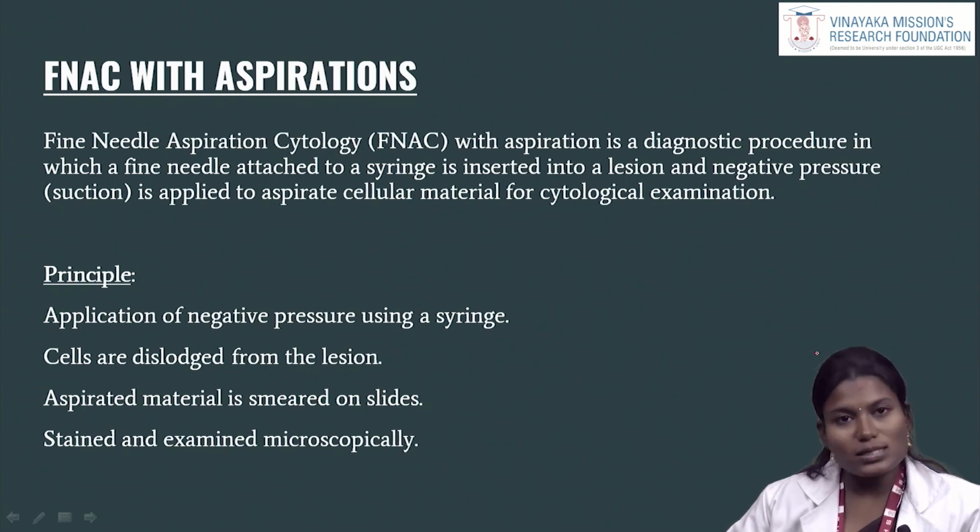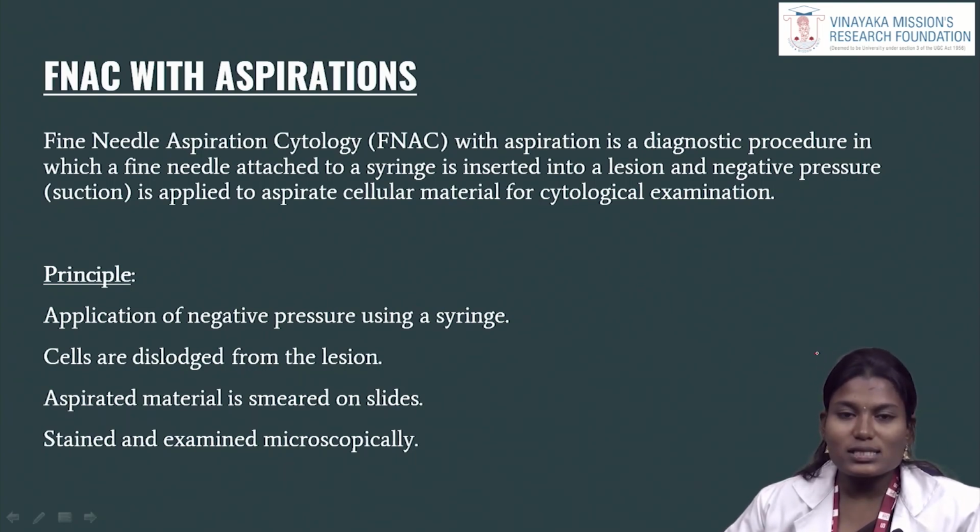Principle. What is the principle behind the FNAC with aspiration technique? Application of negative pressure. We need negative pressure to collect the sample in the syringe or plunger. Cells are dislodged from the lesions, and we collect them using negative pressure. The aspirated material is smeared on the slides. Immediately we smear it on the slides and use the fixative solution for fixing the smear. It is then stained and examined under the microscope.